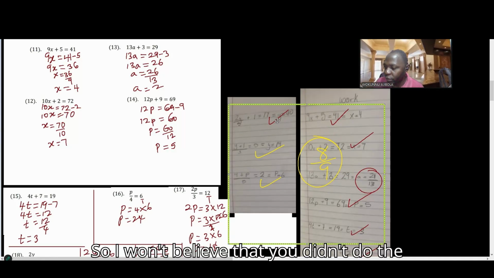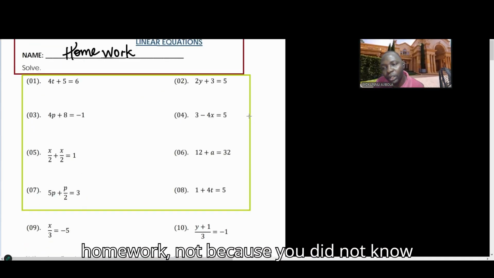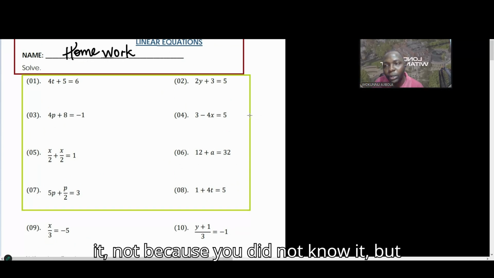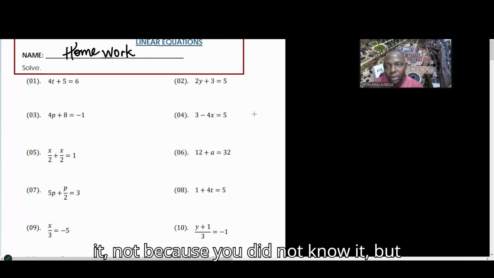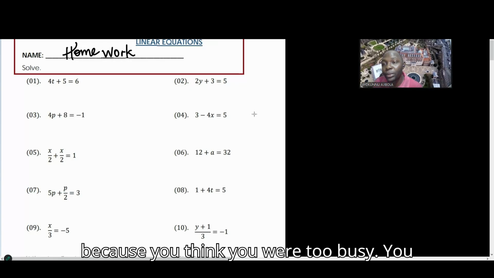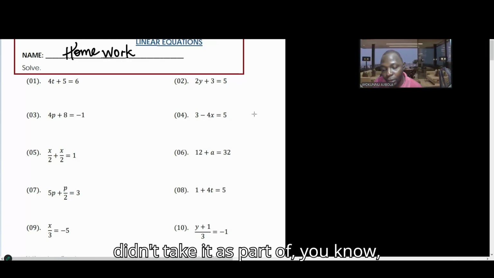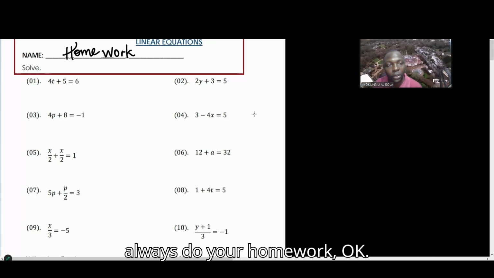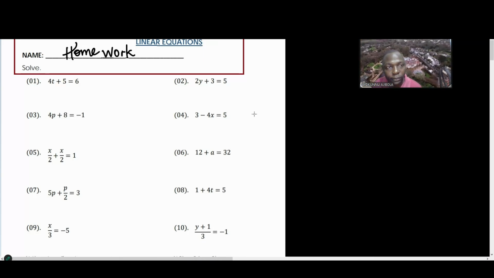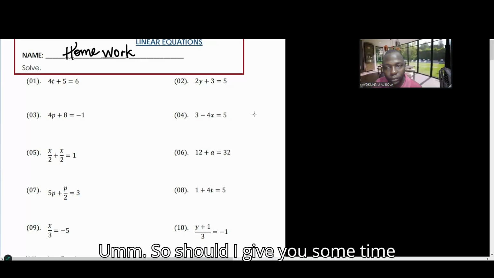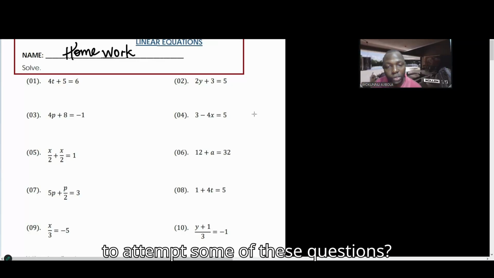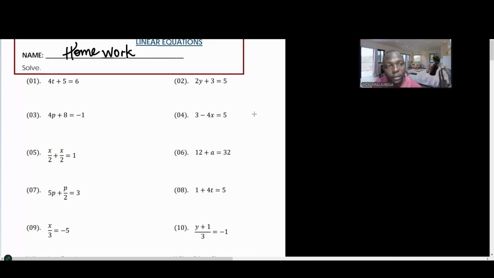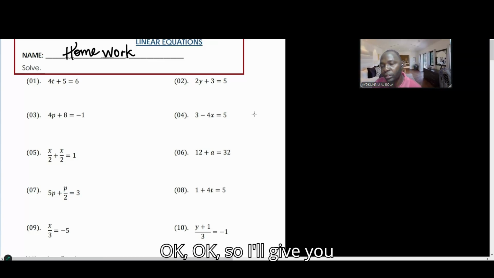So I want to believe that you didn't do the homework not because you did not know it, but because you thought you were too busy. You didn't take it as a priority, and it was unlike you. You always do your homework. So, should I give you some time to attempt some of these questions? Okay, so I'll give you some time.